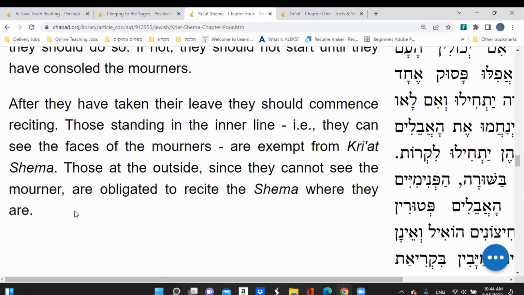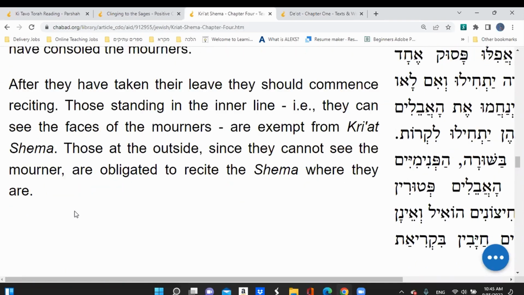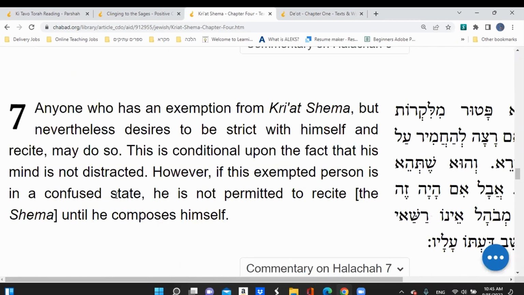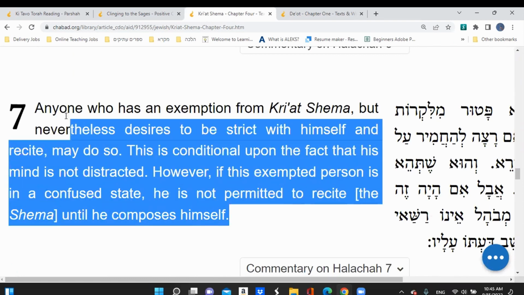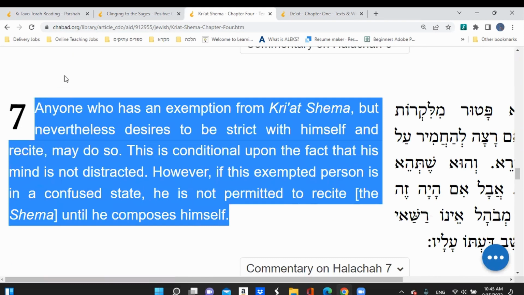Those standing in the inner line, that is, they can see the faces of the mourners, are exempt from Kriyat Shema. Those at the outside, since they cannot see the mourner, are obligated to recite the Shema where they are. Okay. Would anyone else like to read? Halakha Sheva, the 7th halakha.